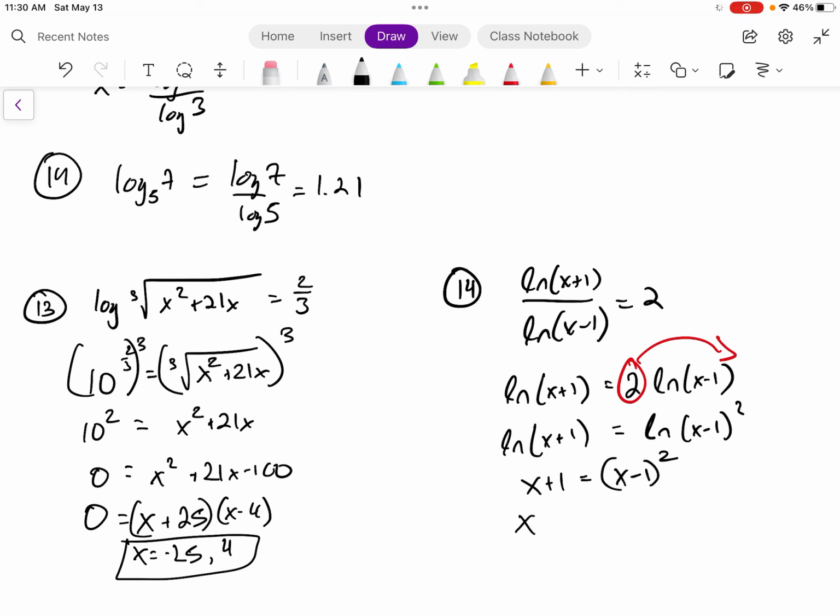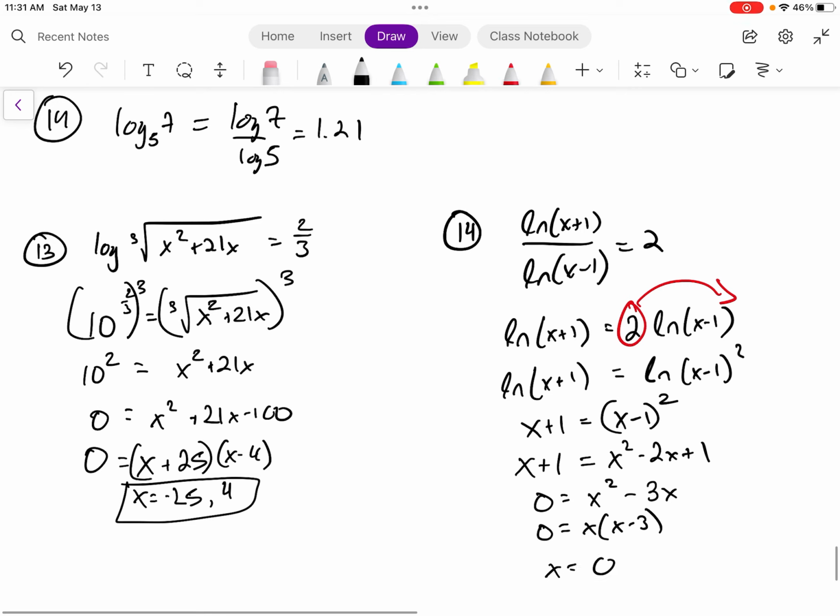So I'm going to get x plus 1 equals x squared minus 2x plus 1. Then if I move everything to the left, I get 0 equals x squared minus 3x. We factor this and we get x times x minus 3, so x equals 0 or x equals 3. We'd plug them both in. If x were 0, we'd be in some trouble because I'd have negative 1 in the bottom. So x is only 3.